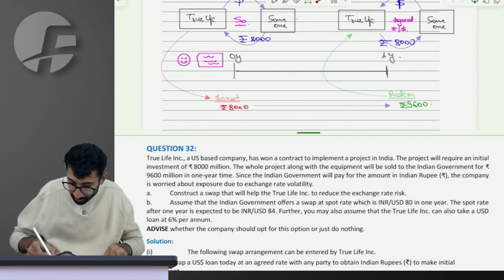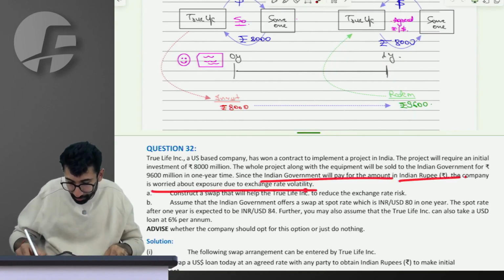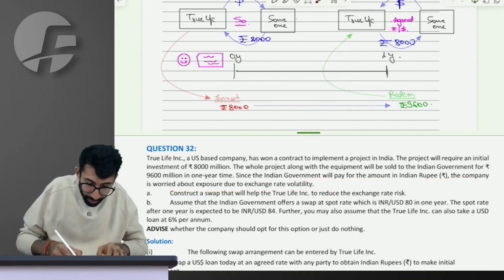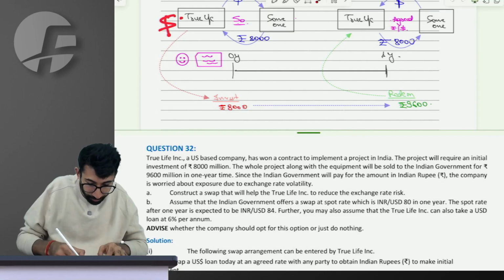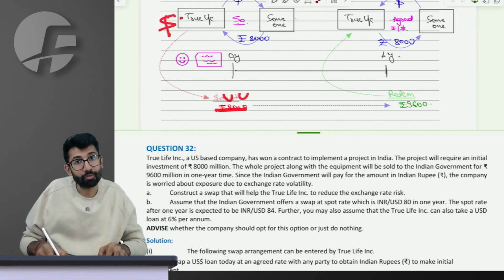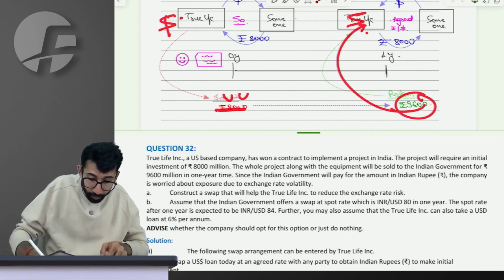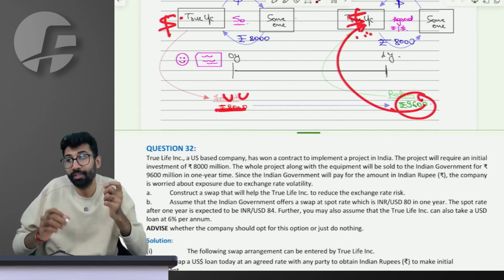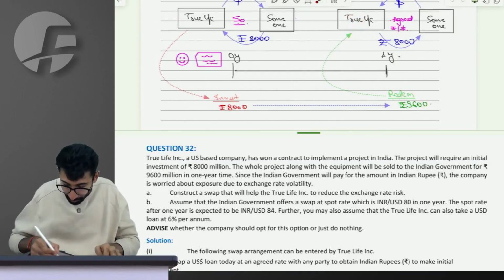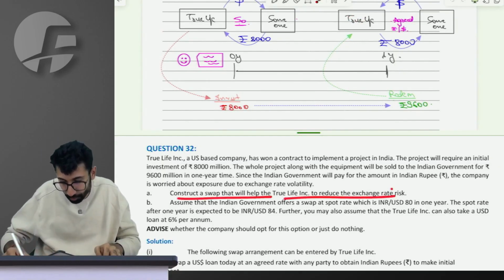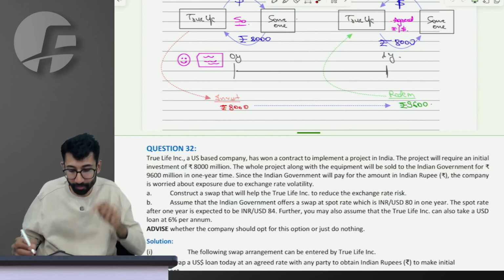Since the Indian government will pay the amount in Indian rupee, the company is worried about the exposure. Today, as True Life, you have dollars. Investment is 8,000, fine, which you will purchase, but the redemption is also in rupee. When you convert it back to dollar, you don't know what will happen. That is your worry. Construct a swap that will help True Life reduce exchange risk. What kind of swap will you construct?